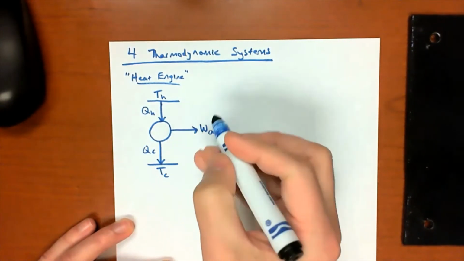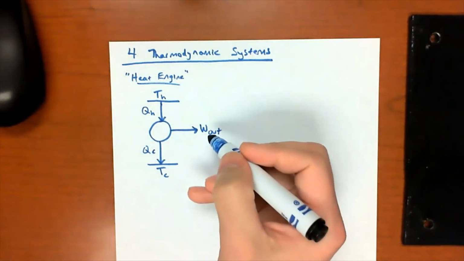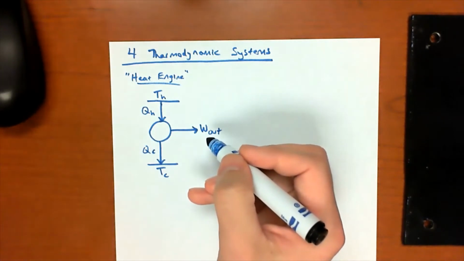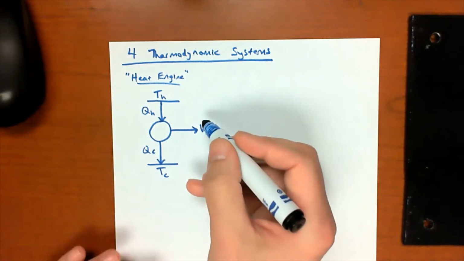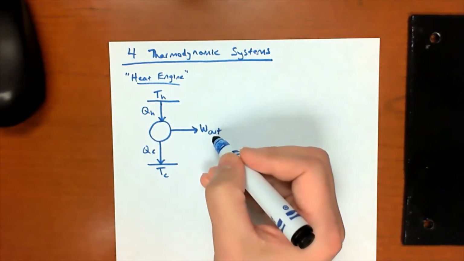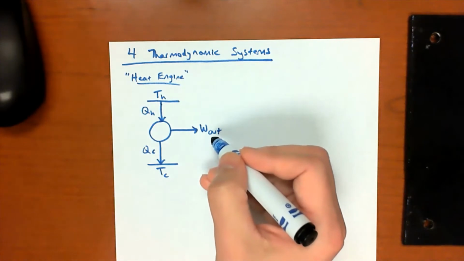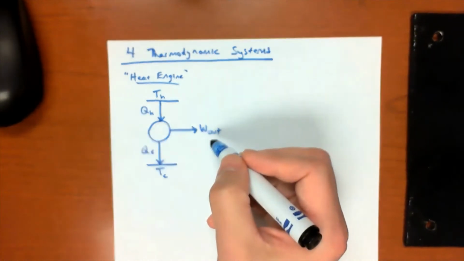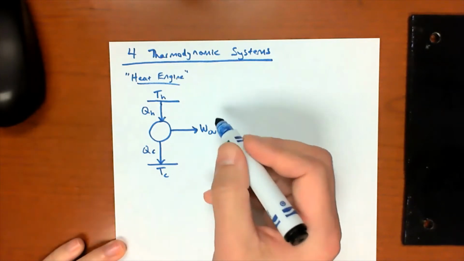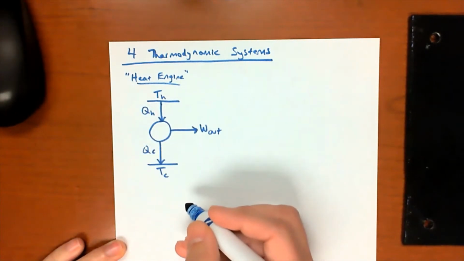The net work output, because we know there's actually a little bit of work input for a steam cycle in the feed pumps, right? We got to put some work into it in the feed pumps. But the way we design this is that the work out in the turbine is much, much larger than the work input in the feed pumps. All right. So this is basically a simplified model of the process.